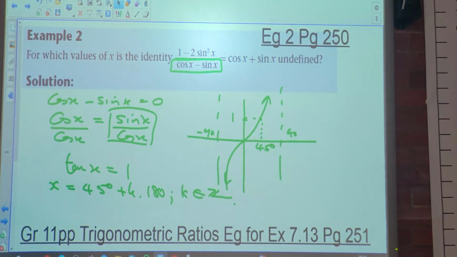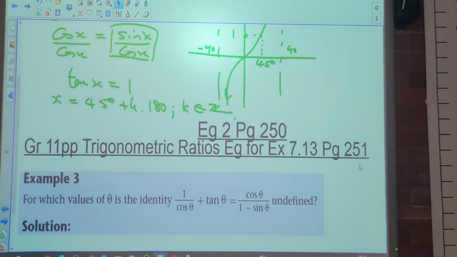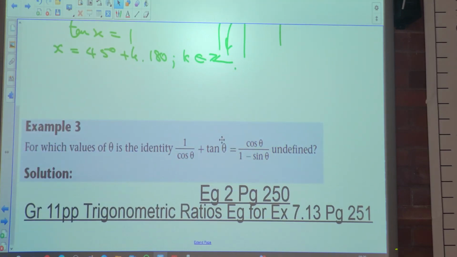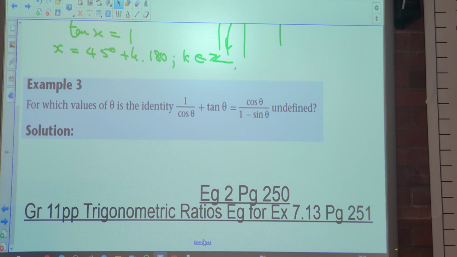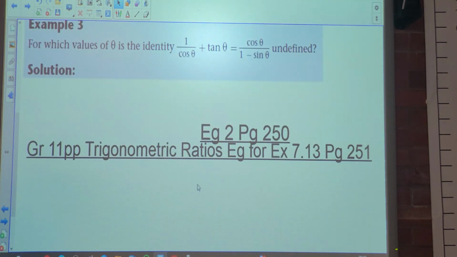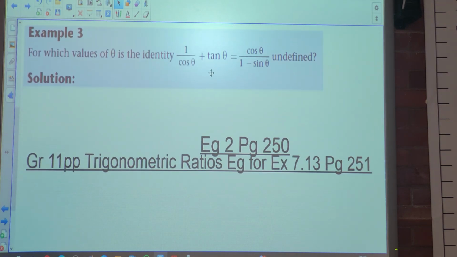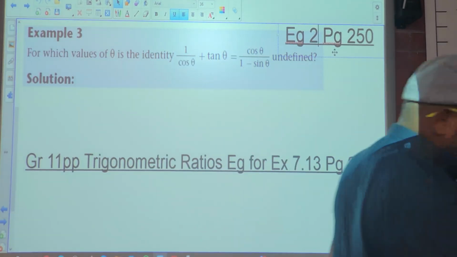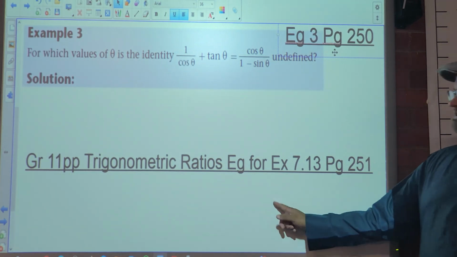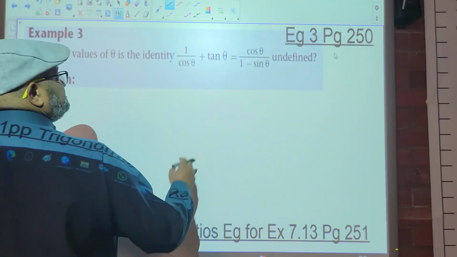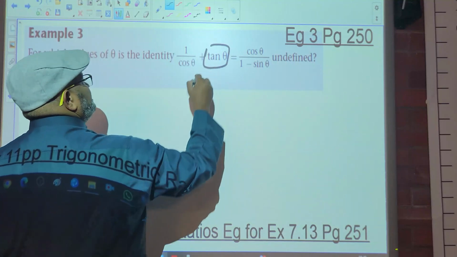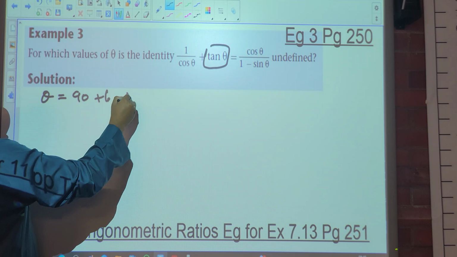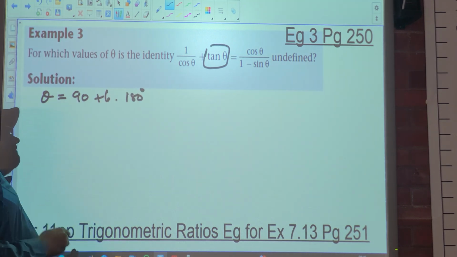Last one, people. And with that, you should be able to do example 7.13, which is on page 251. And last one. People, do we see a tan here? Yes. So what's the first thing we write down? First thing we write down is, because of the tan, theta is equal to 90 plus k times 180. That's for your asymptotes.